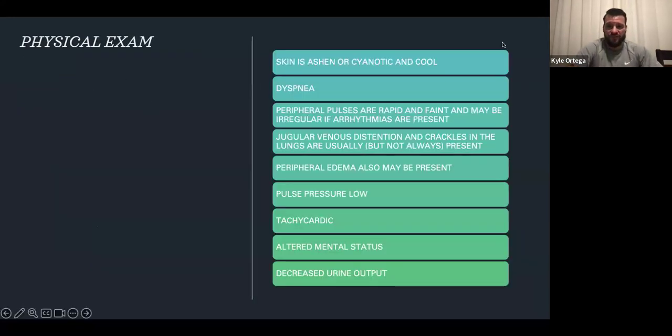All right, so some of our physical exam findings with cardiogenic shock. The skin is ashen or cyanotic and cool. Dyspnea, so difficulty breathing. Peripheral pulses are rapid and faint and may be irregular if arrhythmias are present. Jugular venous distension and crackles in the lungs are usually, though not always, present. Peripheral edema may also be present. Low pulse pressure. They're going to be tachycardic. So also, just like all the other shocks, it seems, altered mental status and decreased urine output.